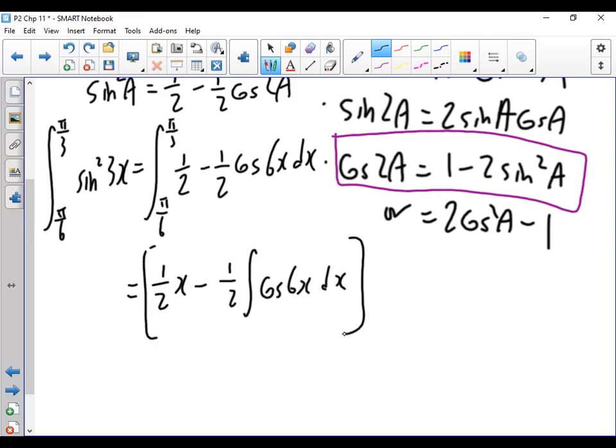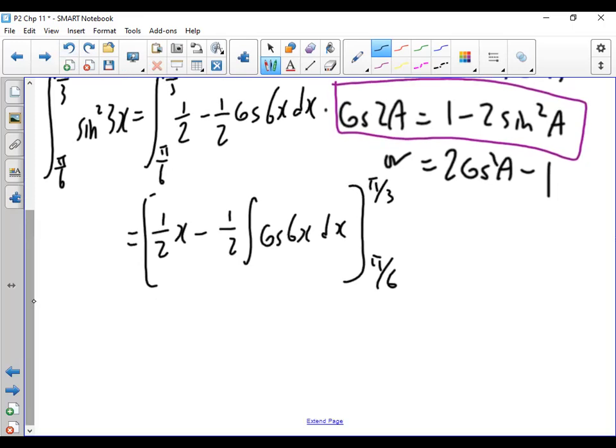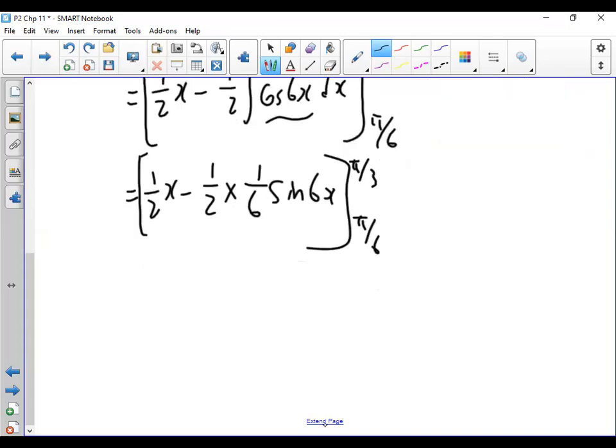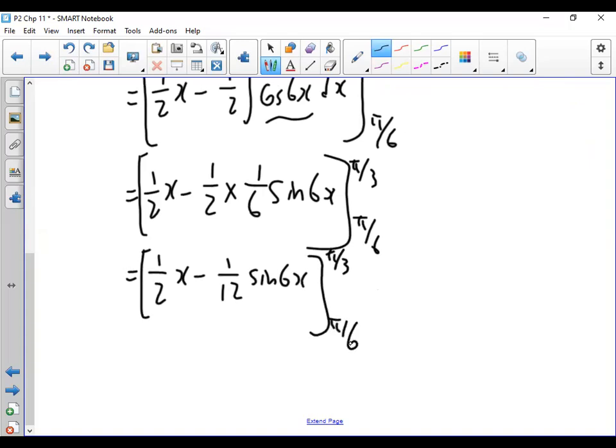Now I need to calculate the range. Before I substitute, I need to integrate this part. So it's a half x minus a half times, to integrate cos 6x, integrating cos will give you sine 6x. Integrating 6x will be 1/6. So 1/6 sine 6x, from pi over 6 to pi over 3. Simplify it down, you will get a half x minus 1/12 sine 6x, from pi over 6 to pi over 3.